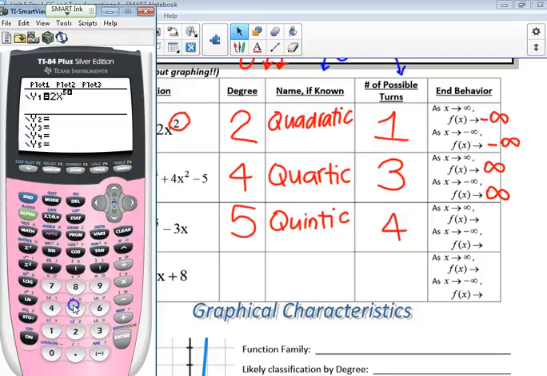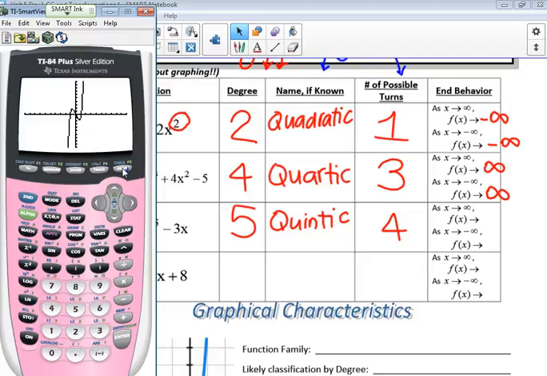2x to the 5th minus 3x. Okay, that's going to show us our end behavior. How many turning points do I have? 2. I just have 2. But where it says number of possible turns, they just want to see one less than the degree.